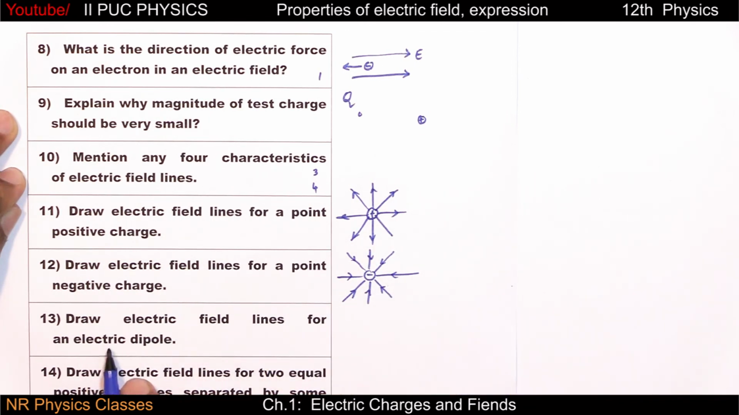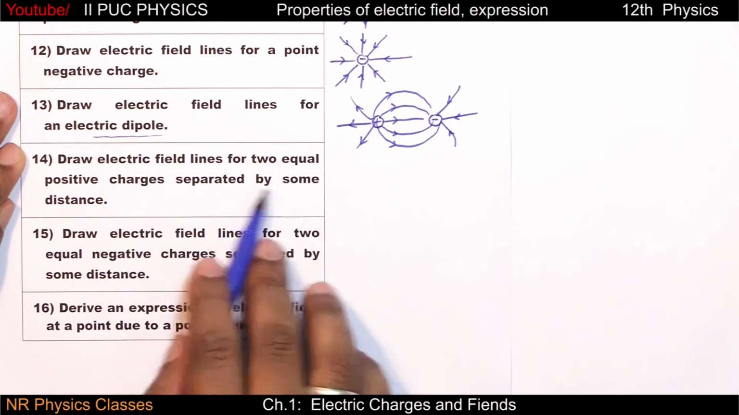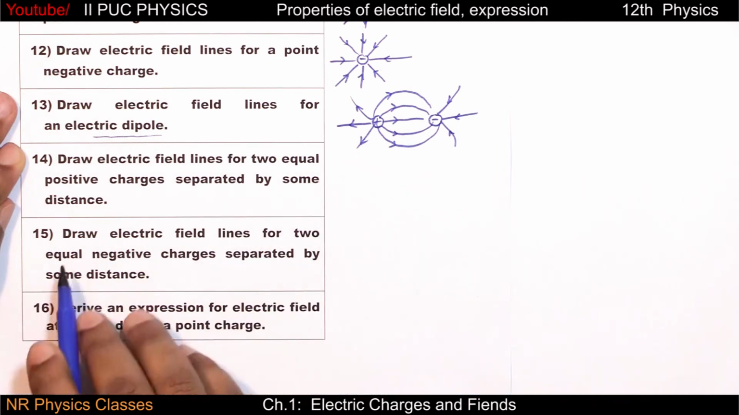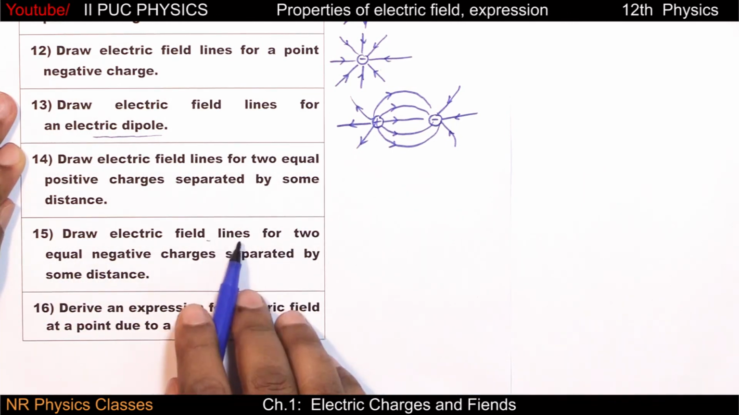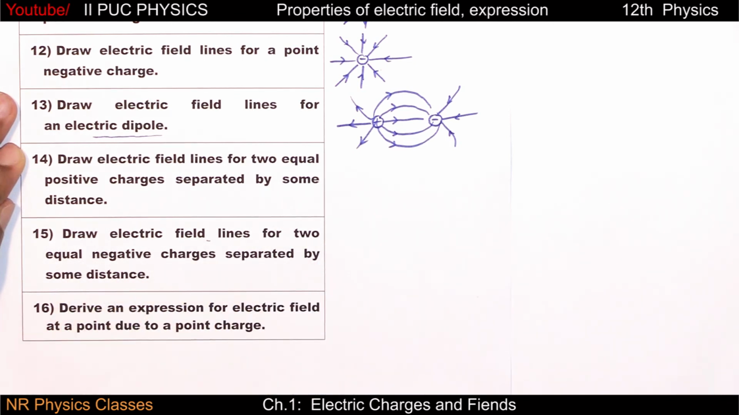Next, electric field lines for an electric dipole. Electric dipole means positive and negative charges, equal and opposite, separated by a small distance. The lines of force are from positive to negative, like this. Draw electric field lines for 2 equal positive charges separated by some distance. Yes, you know how to draw. Draw electric field lines for 2 equal negative charges separated by some distance.